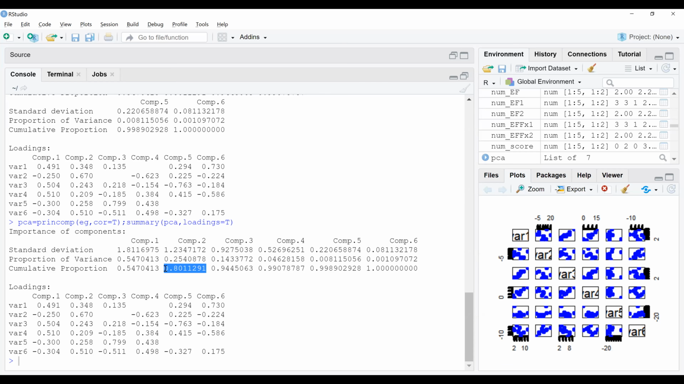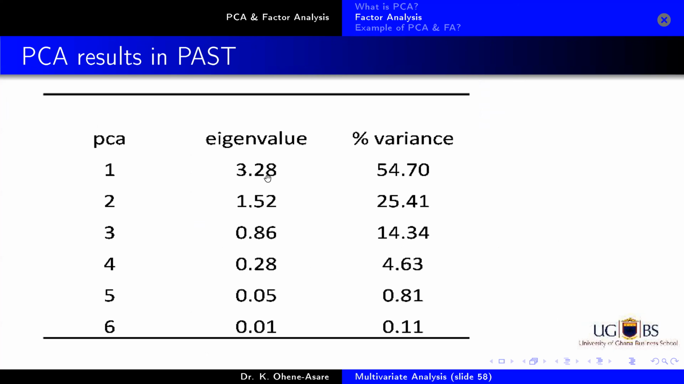Please remember that if it was in an exam, these values will not be there. So you would have to calculate these values yourself and then use them to interpret. In your interpretation, it's got to be clear that you are talking about cumulative proportion or total proportion, not just proportion, but total. Now let's move on and go to the next question.